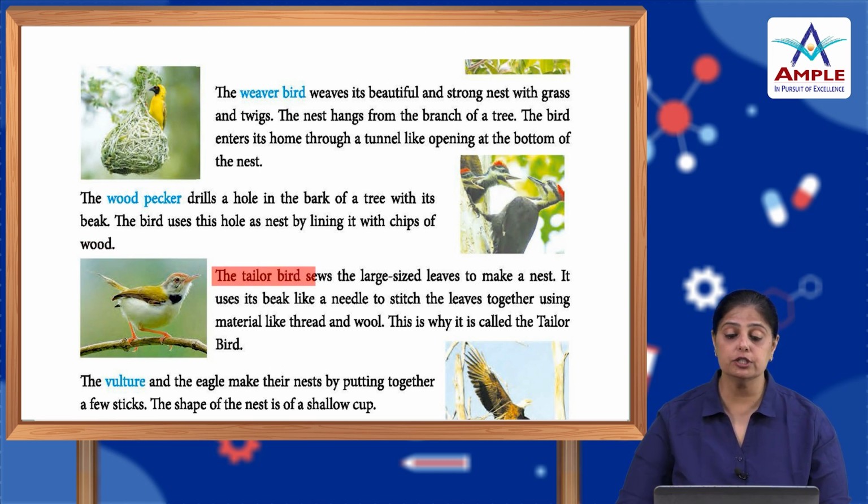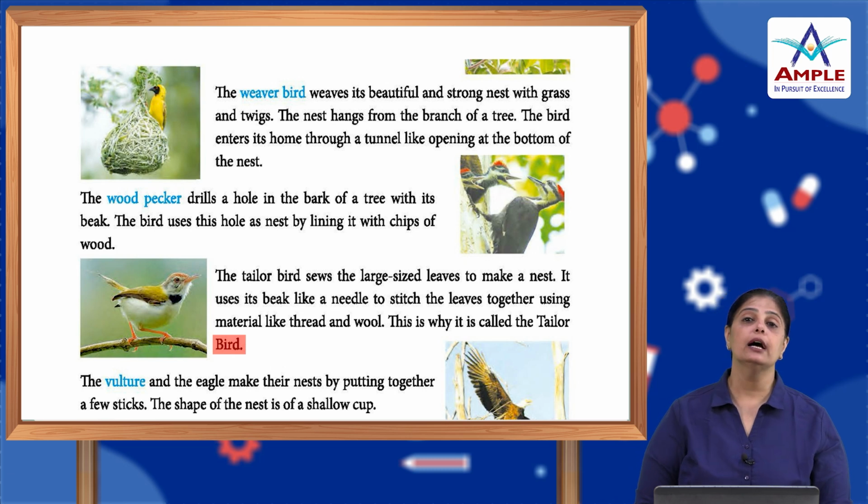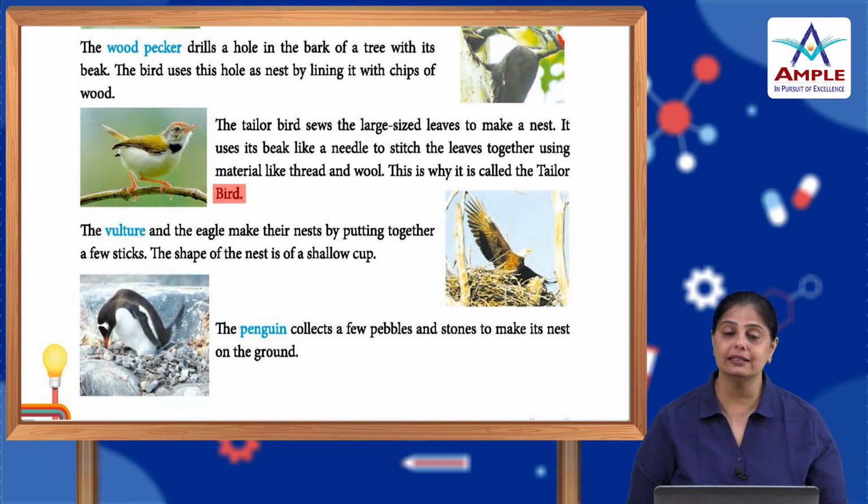Now, the tailor bird sews large-sized leaves to make a nest. It uses its beak like a needle to stitch the leaves together using material like thread and wool. This is why it is called the tailor bird. Just like the tailor sews our clothes, this tailor bird sews its nest.